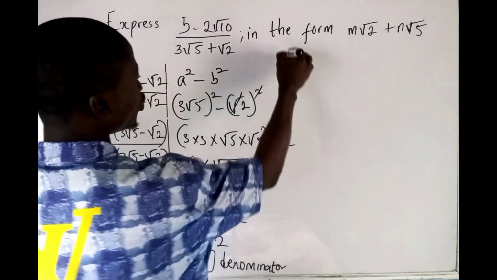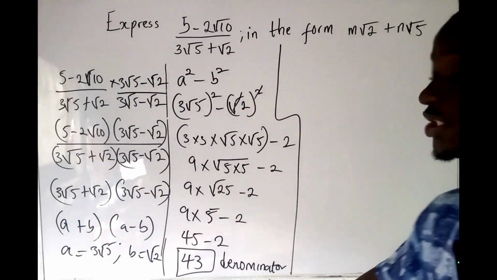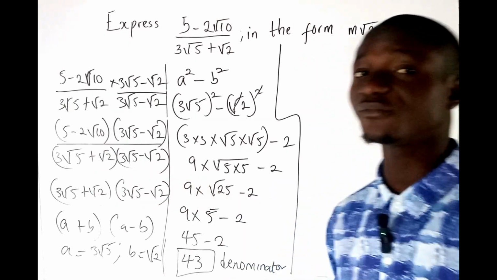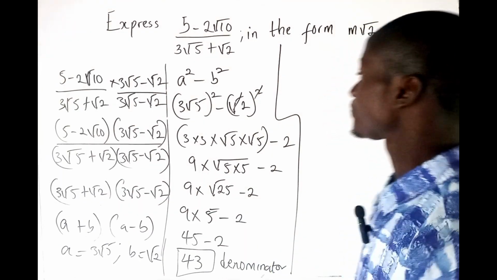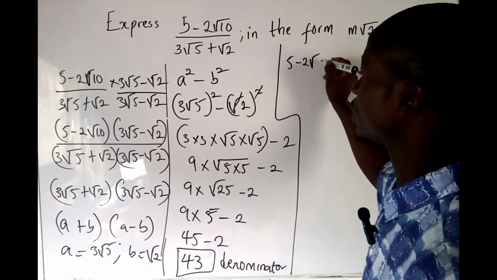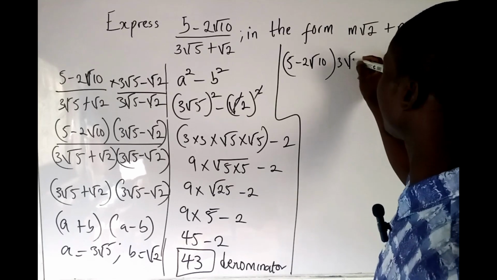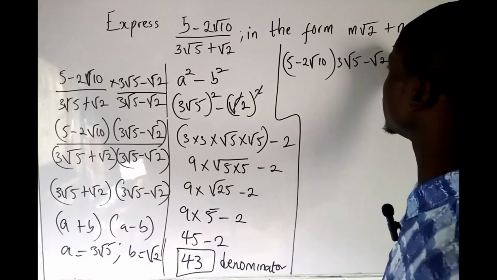Okay, now we solve further. What do we do next? Now that I've gotten our value for the denominator, we go and look for the value for the numerator. To do that, we bring out the expression: 5 minus 2 root 10, then multiply by 3 root 5 minus root 2.